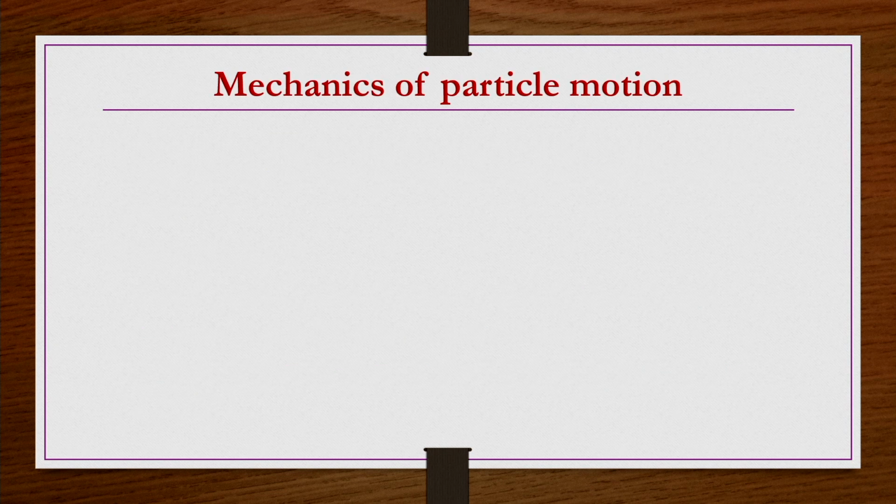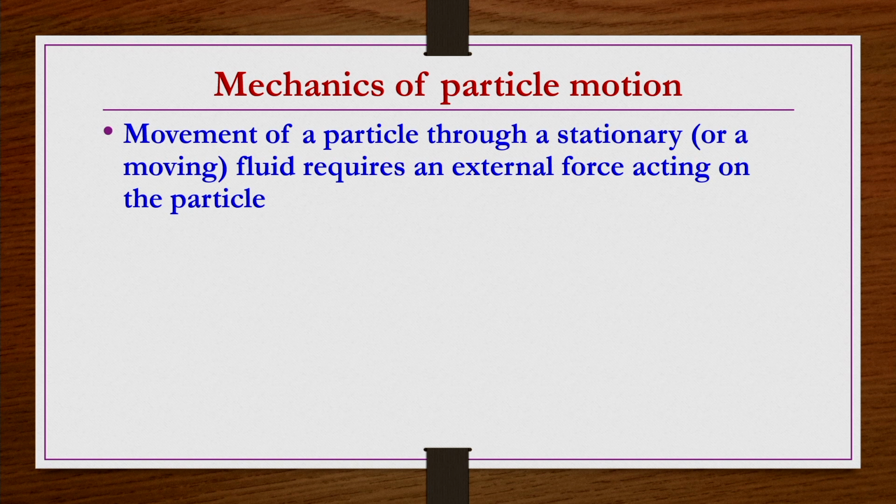Now, what we see is the mechanics of particle motion. Movement of a particle through a stationary or a moving fluid requires an external force acting on the particle in general. So, you need to apply some kind of external force. That may be gravity force, or it can be a centrifugal force, or an electric field, or a magnetic field, or some kind of pressure difference, etc. But there should be some kind of external force so that a particle can move through a stationary or a moving fluid.